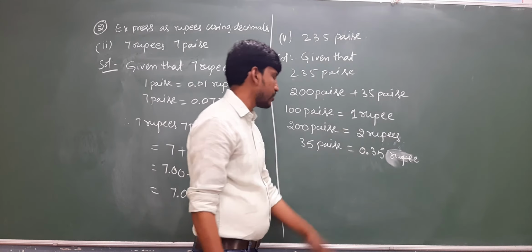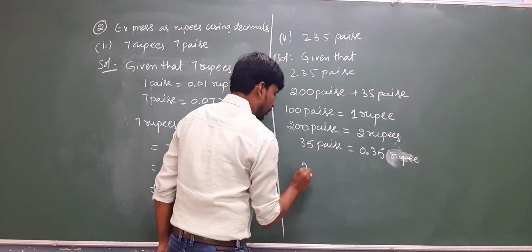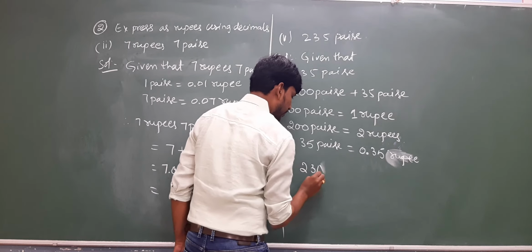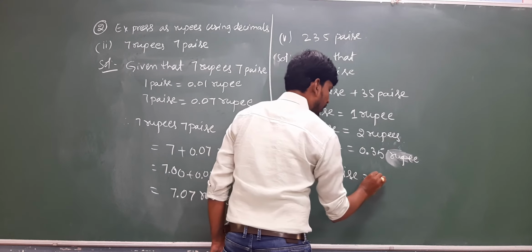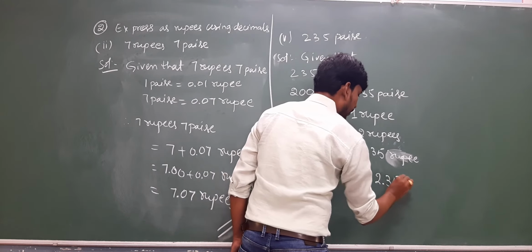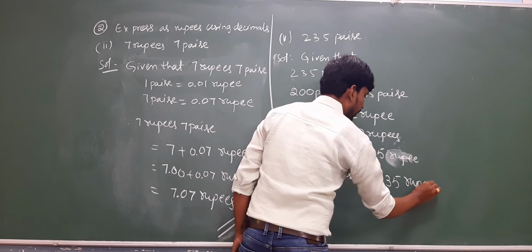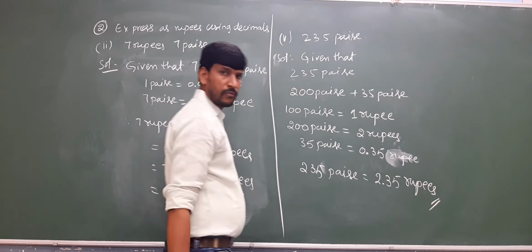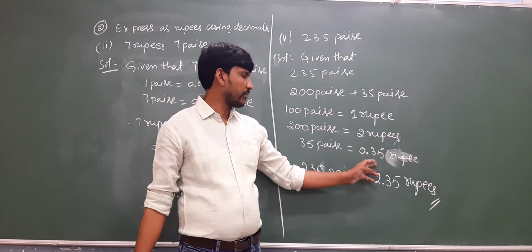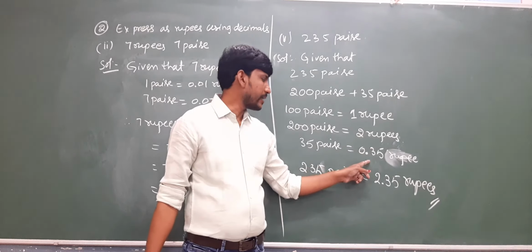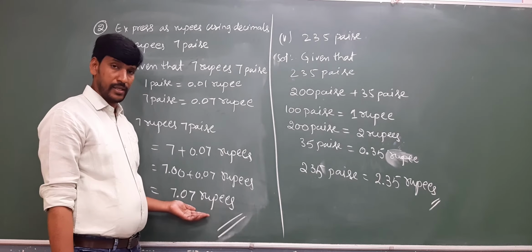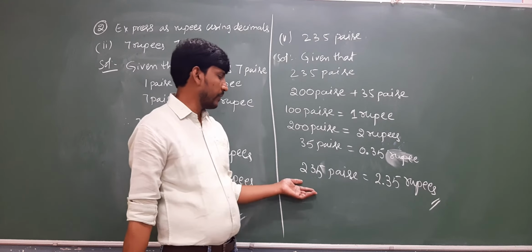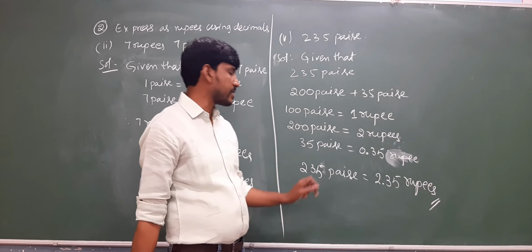Now we are going to add this. This is nothing but 235 paise is equal to 2.35 rupees. I hope you understood that. Clear? Just 2 plus 0.35. This is 2.00. By adding 0.35, you get 2.35 rupees. Like this. Clear, my dears? Understood everyone? I think you have understood this concept.